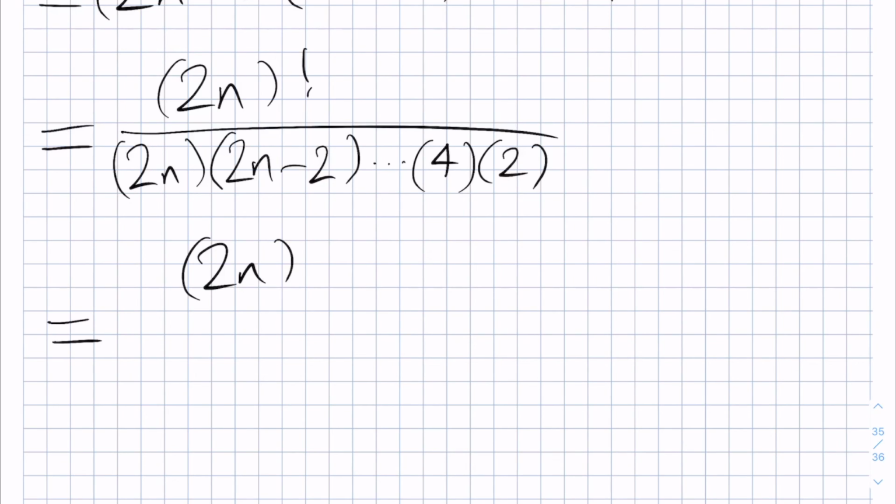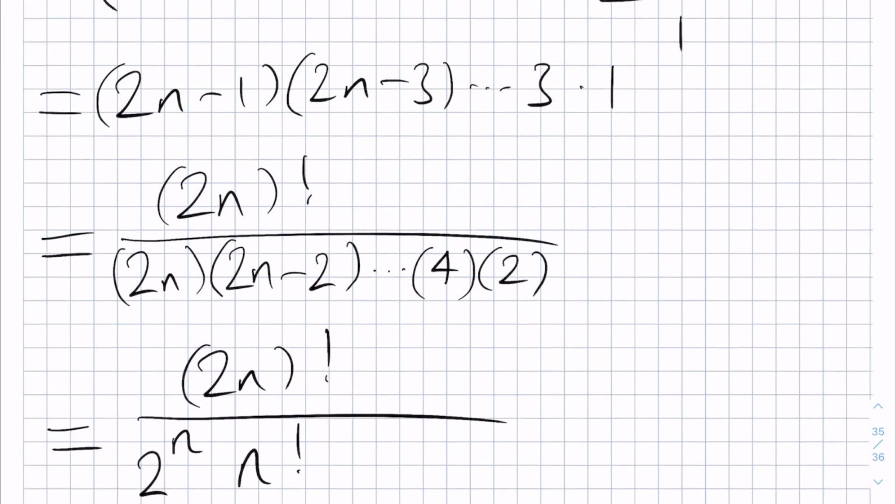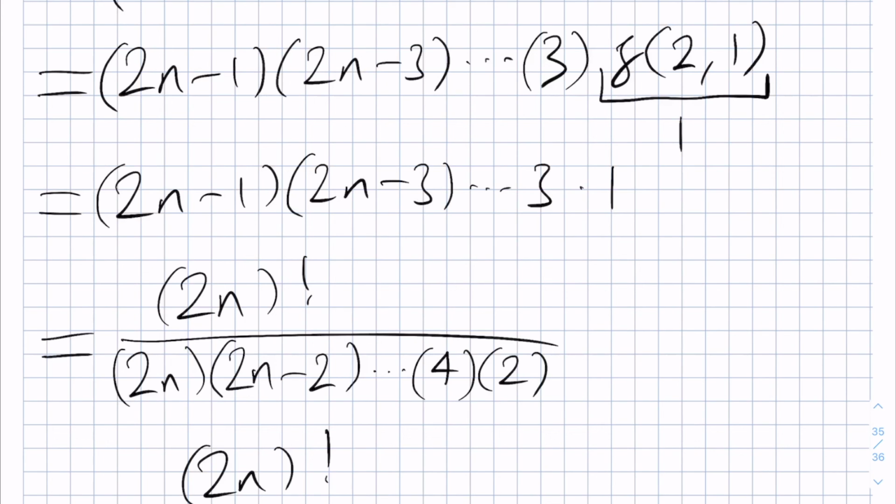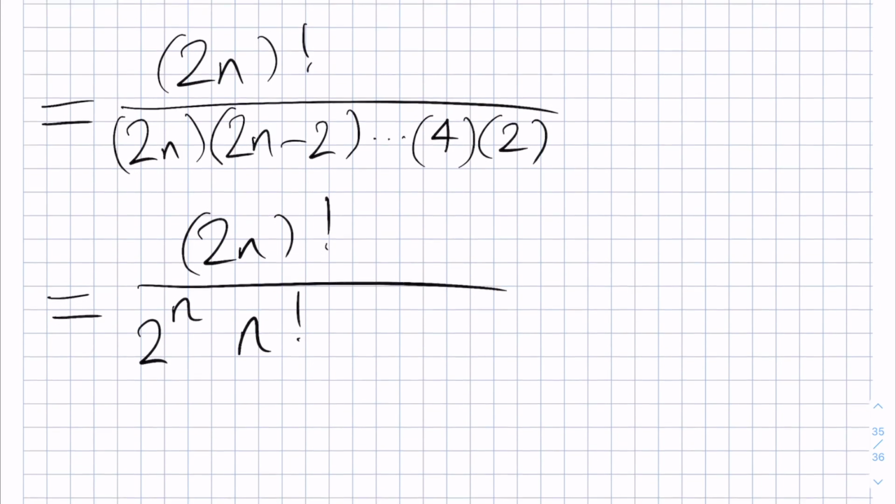2n all factorial divided by 2 to the power of n, because there are n 2's to come out of these, and then we're left with n minus 1, all the way down to 2 times 1. And this gives us an n factorial. This is a tidier representation of the same product, but either answer is acceptable.